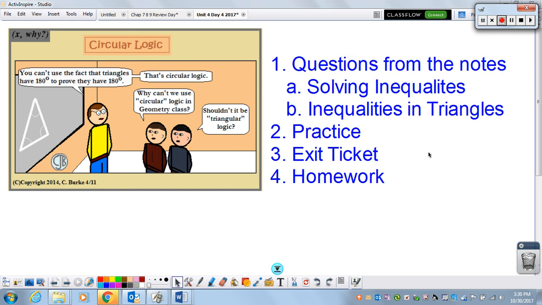Hello everybody and welcome to Unit 4, Day 4. Today we'll be talking about inequalities in triangles, but before we start with that, I just want to do a little refresher on solving inequalities for you. So here we go.